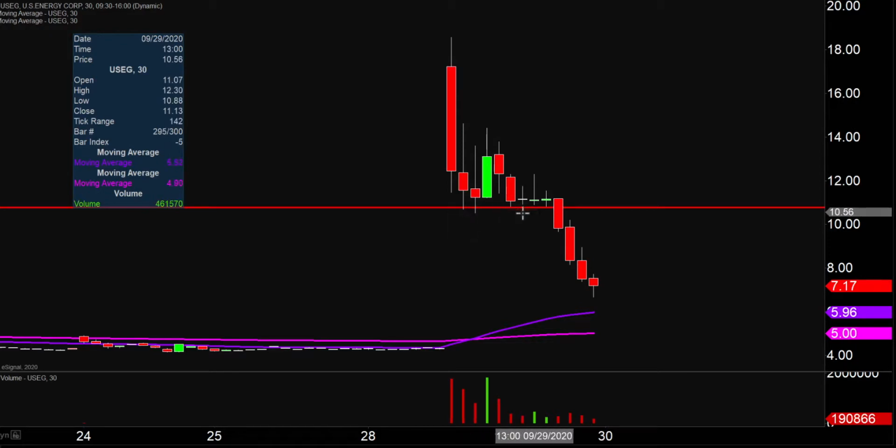A shame to see that level up there couldn't quite hold. But yeah, after it did break down below there, you can see that just opened up the floodgates of continued downwards pressure. But we'll see if the price can try to recover around or not on Wednesday.